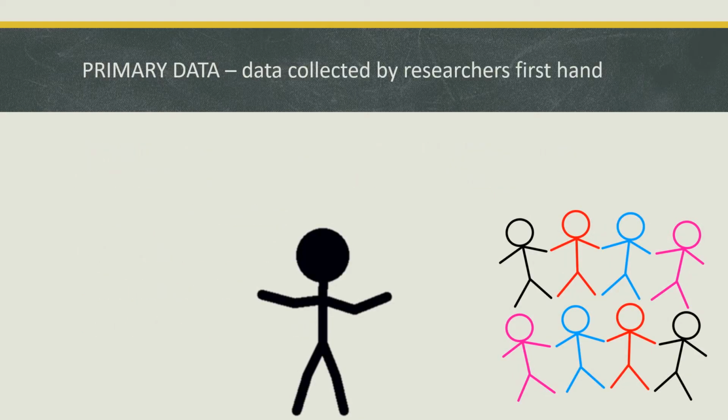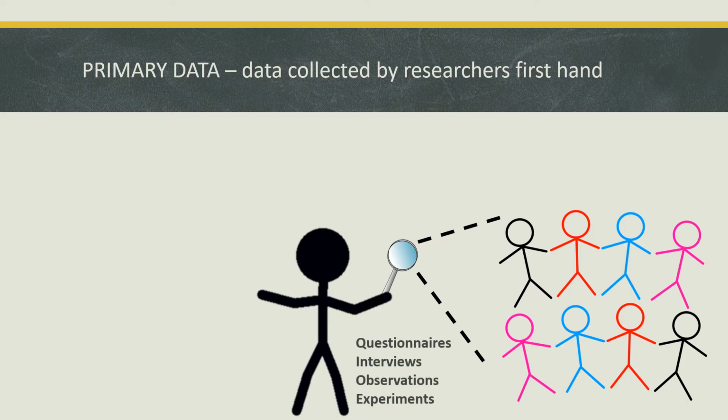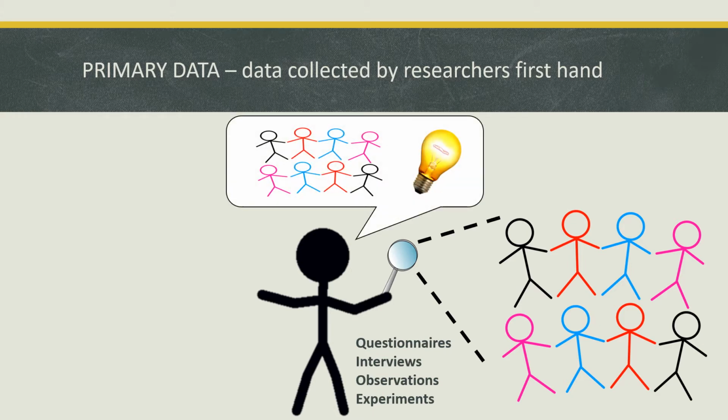Now, primary data is data that a researcher has collected first hand. So the researcher will take a look at a group, an individual, a topic, and they might use a number of methods like questionnaires, interviews, observations, or experiments. The researcher studies the group, they come up with an idea or a theory, and more often than not they'll produce a report, a book, a study on this topic. This is primary data because the researcher has collected the information firsthand. They've been active in the research process.